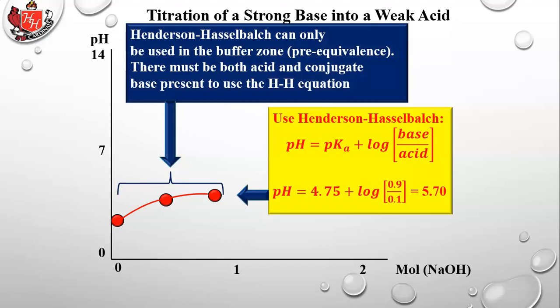Henderson-Hasselbalch can only be used in the buffer zone pre-equivalence. We're going to define all those later, but what you see there is called the pre-equivalence because you haven't gotten to the equivalence point yet. There must be both acid and conjugate base present to use Henderson-Hasselbalch.